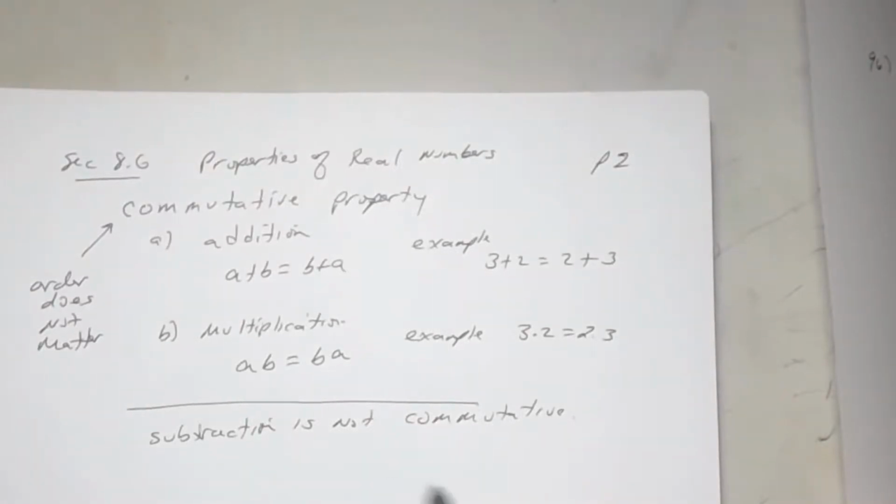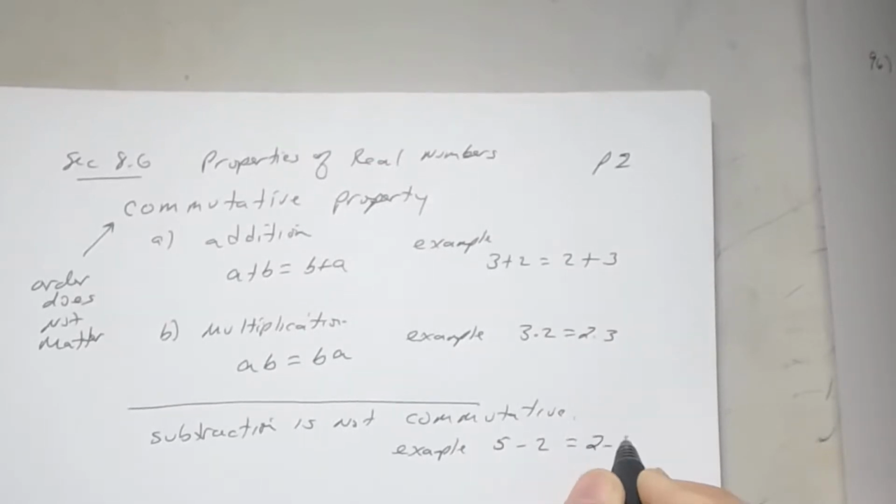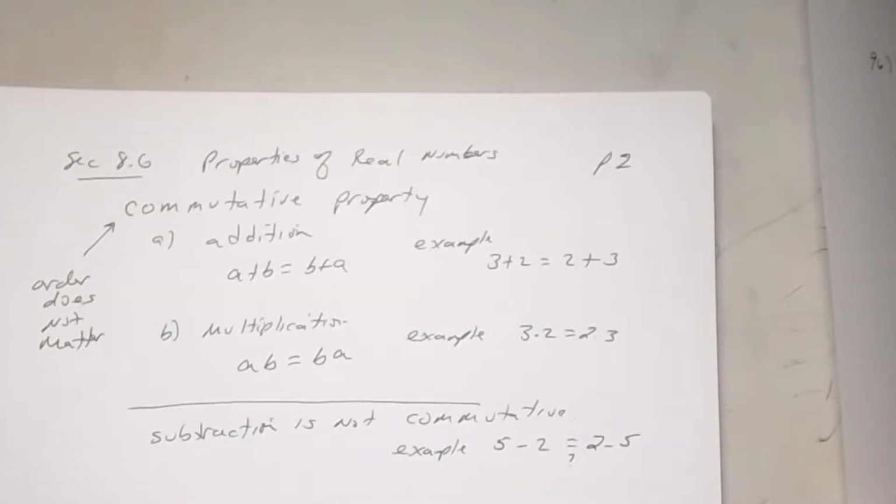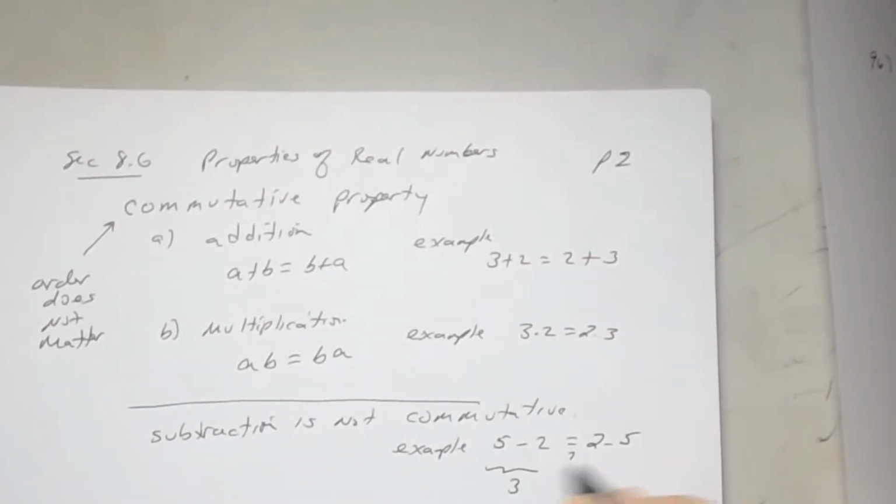So it's easy to see that subtraction is not commutative. As an example, 5 minus 2, is that the same as 2 minus 5? That's the question. One would be a negative number. So 5 minus 2 is what? 3. And then 2 minus 5 is negative 3. So subtraction is not commutative.